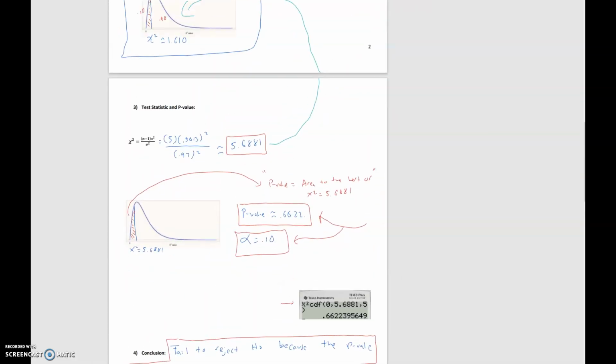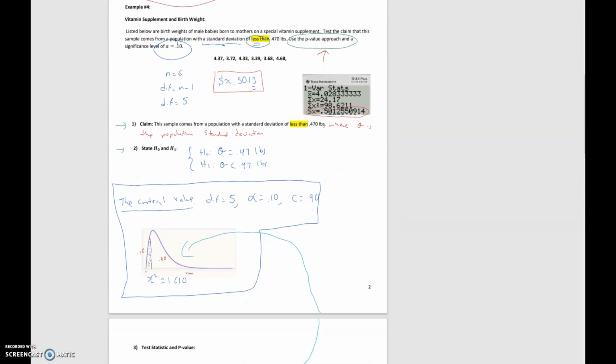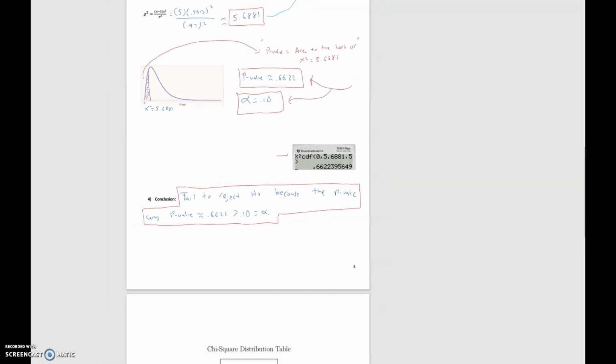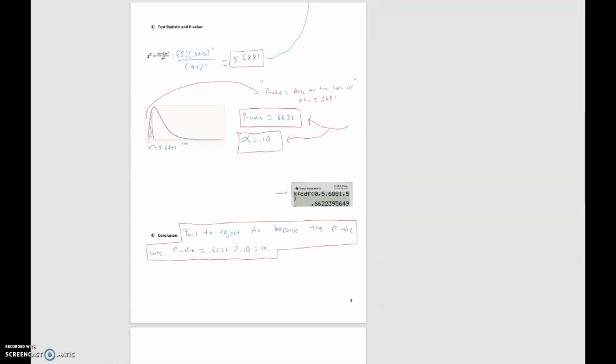Keep in mind in terms of what it means, if you fail to reject H0, that means that this is true. If they wanted more explanation in plain terms, if you fail to reject, it means we don't have enough evidence that sigma is less than 0.47 pounds. If you reject H0, then it means that yes, you have sufficient evidence that sigma is less than 0.47. And that's actually it for this particular one.